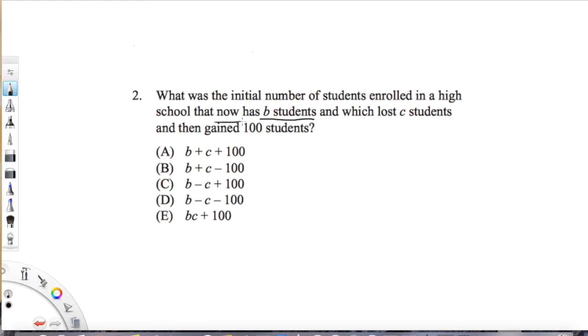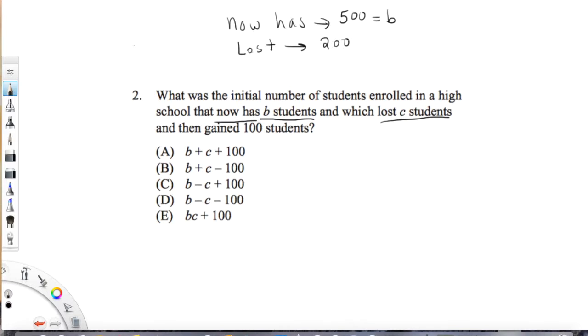Okay, well, let's make these real numbers. Let's say the school now has 500 kids, and that's equal to B, because that's what B represents in the problem. Now, they lost C. We're using 100 already, so let's call the lost amount 200, and that equals C.